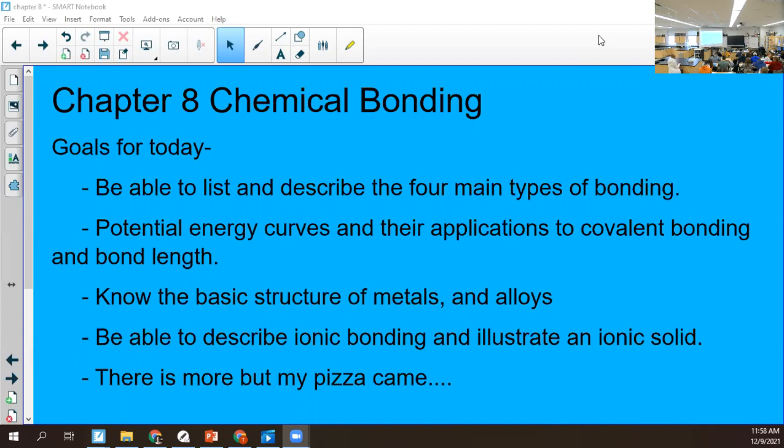Goals for today. Here we go. Be able to list and describe the 4 main types of bonding. That's from yesterday. Potential energy curves and their application to covalent bonding and bond length. Know the basic structure of metals and alloys. Be able to describe ionic bonding and illustrate.